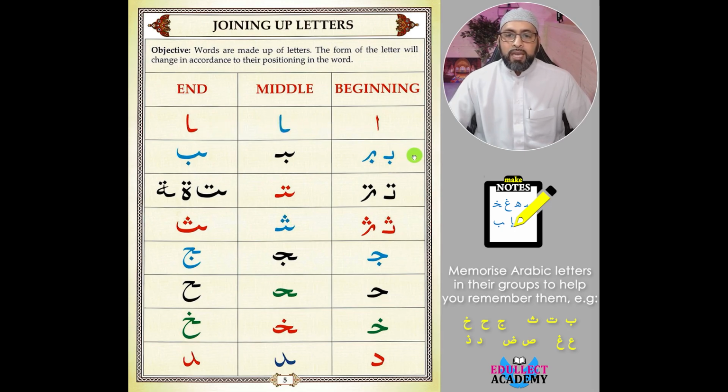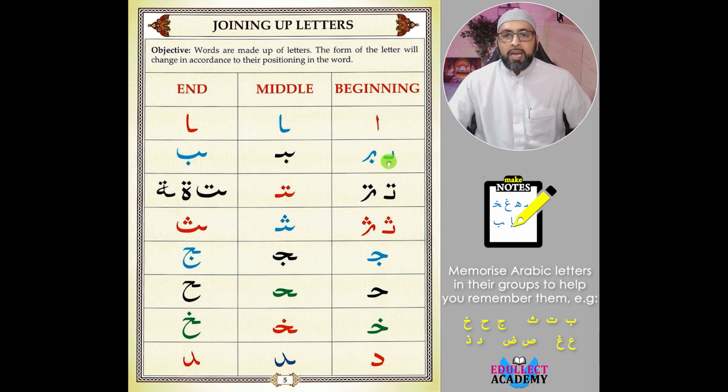We move on to the next letter, which is ba. At the end, the ba looks pretty much the way that a ba is written, which you are familiar with. But in the middle and at the beginning, it's written differently. The common theme in the ba is actually the dot, the dot appearing at the bottom.